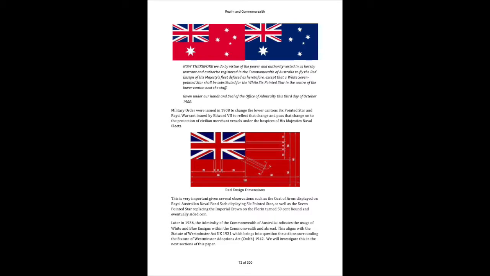Later, in 1936, the Admiralty of the Commonwealth of Australia indicates the usage of white and blue ensigns within the Commonwealth and abroad. This aligns with the Statute of Westminster Act UK 1931, which brings into question the actions surrounding the Statute of Westminster Adoptions Act, Commonwealth 1942. We will investigate this in the next sections of this paper.